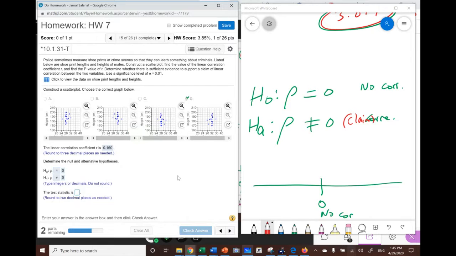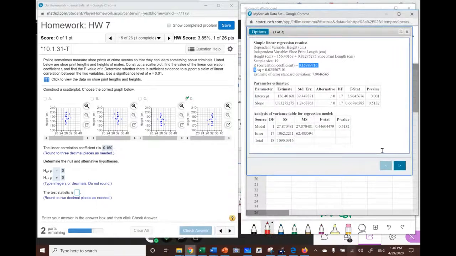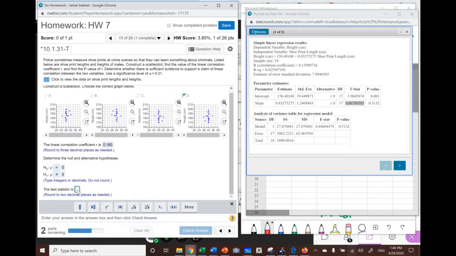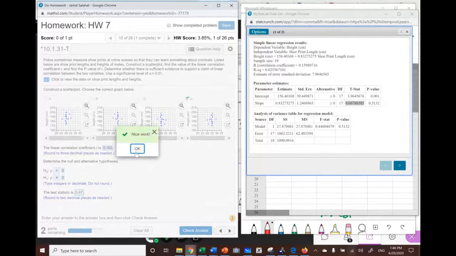And the next step is, what is the t-statistic? So again, let me go back to StatCrunch. Now notice that when I look at my results, the t-stat is, look at the slope row, and look under statistics, and under slope, you're going to see this number. That is the t-stat, and again, we need two places, so it's going to be 0.67. So if I check the answer, it's going to give me the correct answer.